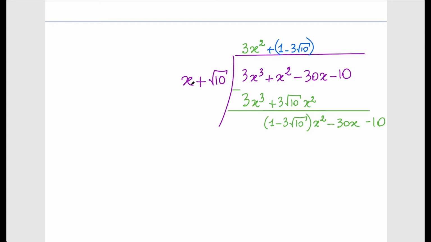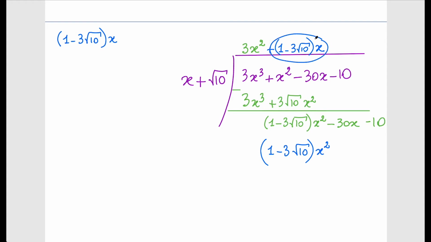And for the x guy, x times what is x squared? This is x. Okay? Alright. Multiply this by this, you get 1 minus 3 square root of 10 times x squared. And if you multiply this guy by square root of 10, what do you obtain? Let's do it on the side. So if you multiply 1 minus 3 square root of 10 x, I'm multiplying it by square root of 10, right? So multiply this guy by square root of 10.